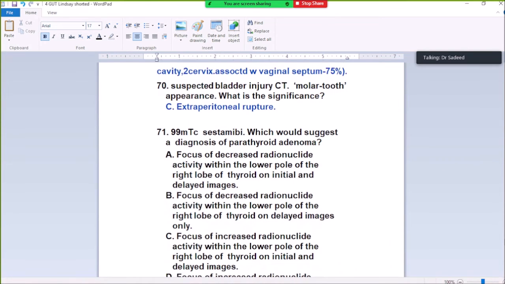Question number 70. Suspected bladder injury. CT shows a molar tooth appearance. What is the significance? A molar tooth appearance in bladder injury is extraperitoneal rupture.